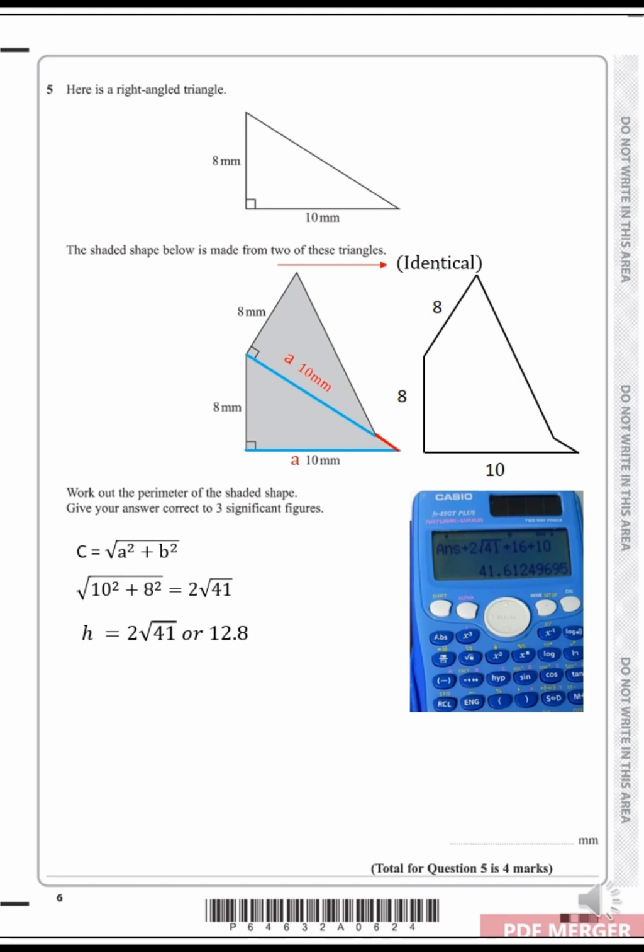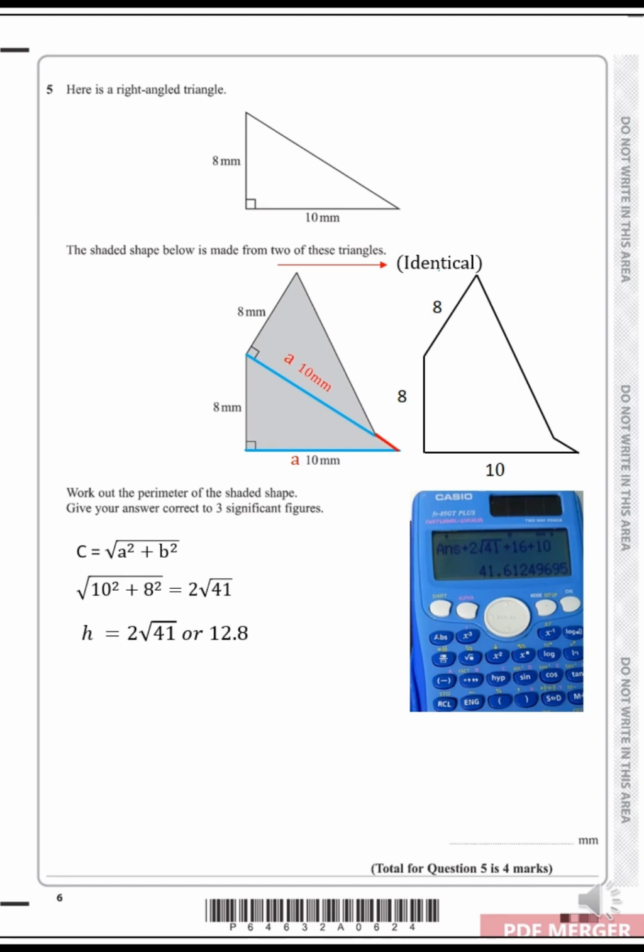My advice would be to keep the hypotenuse as 2 root 41. The reason for that is I don't want it to affect your final answer. So make sure you leave it full. The only time you round up or round down is when you have fully got the final answer for the particular question. But for this case, just focus on keeping it as 2 root 41. You could use 12.8, it's up to you, but the safest option would be to stick with 2 root 41.